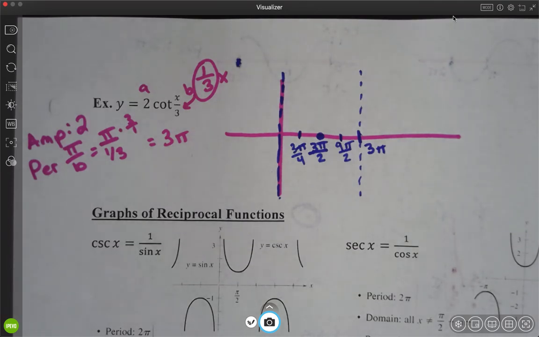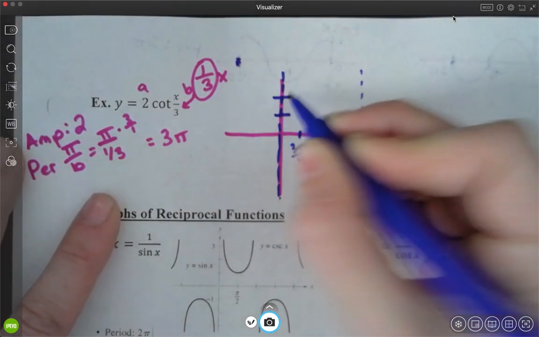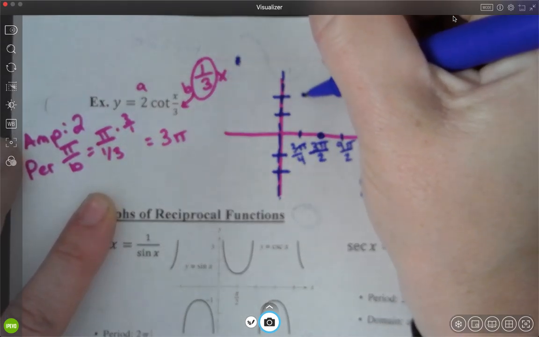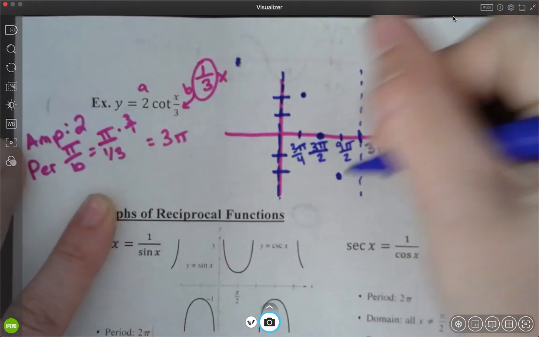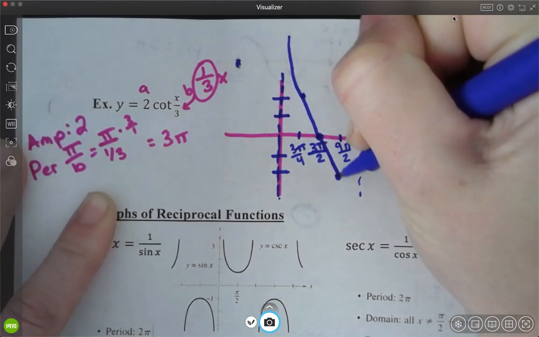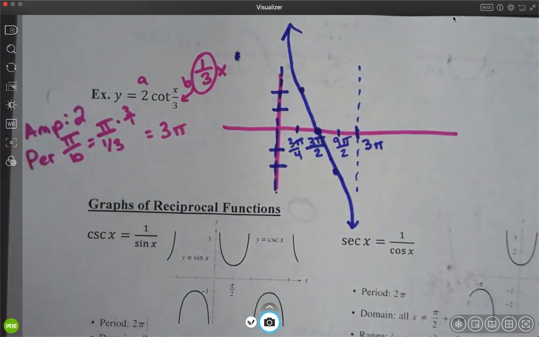Amplitude. Pamplitude is 2 and negative 2. And he's going downhill. So here he should be at 2, here should be at negative 2. And he's a lot taller and skinnier than what he normally is. That's what he looks like.